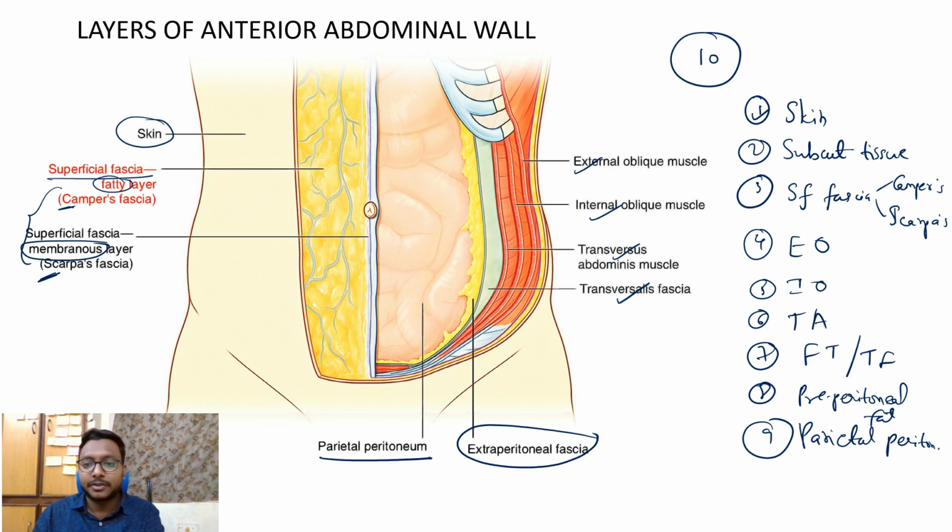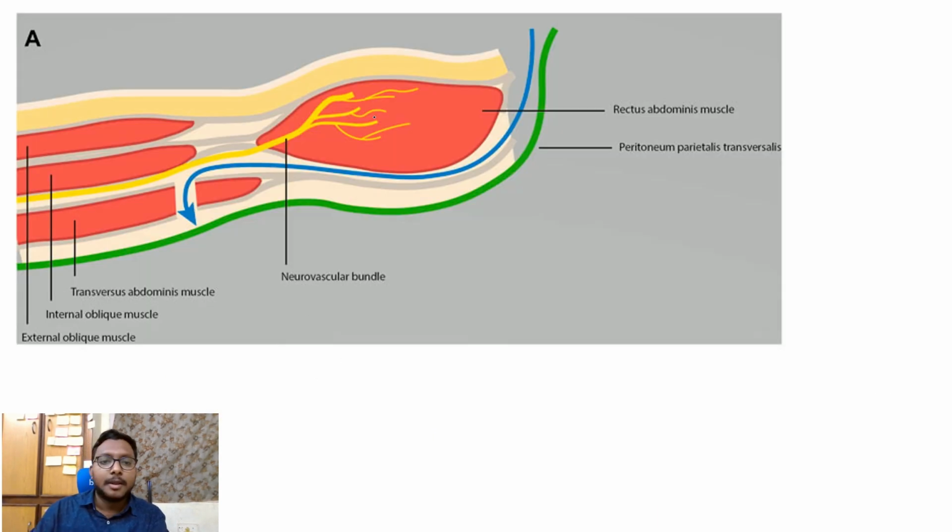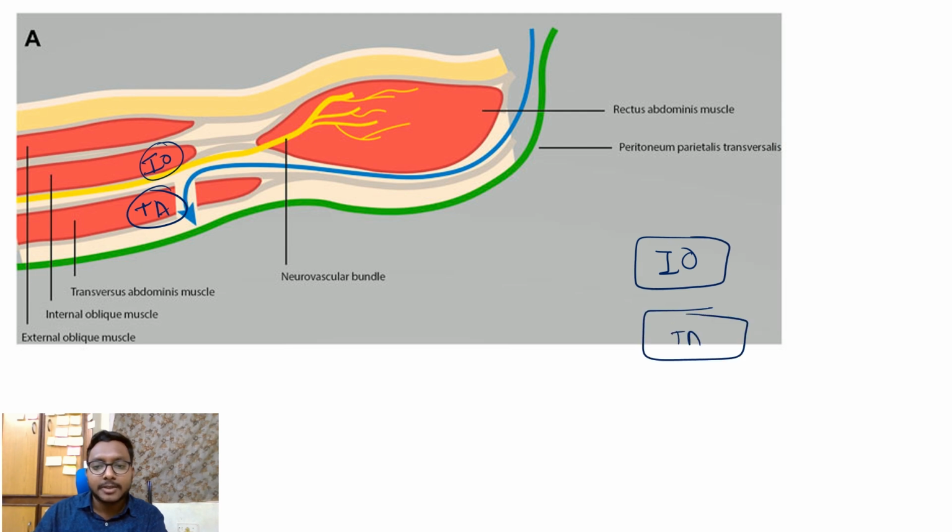If you understand this, there is another important point we need to remember regarding anterior abdominal wall. Between your internal oblique and transverse abdominis, the neurovascular bundle is going. You can see here, this is the neurovascular bundle going between internal oblique and transverse abdominis. Please understand this point. We will discuss this in past history. So, where is this present? Between internal oblique and transverse abdominis, the neurovascular bundle is going on.